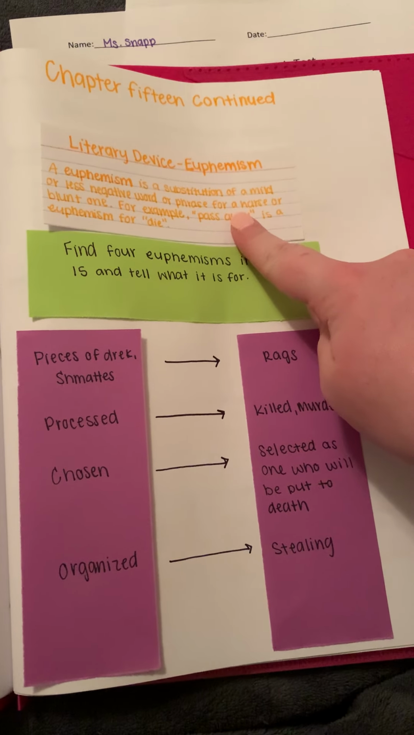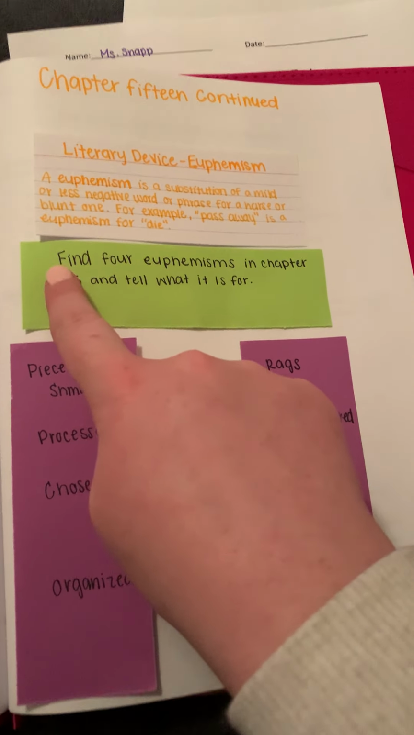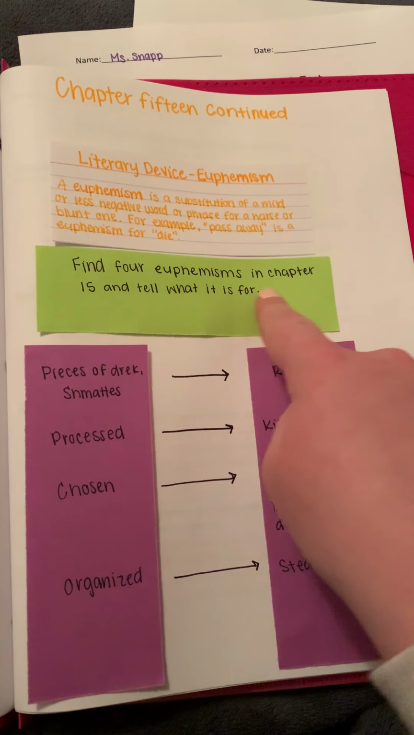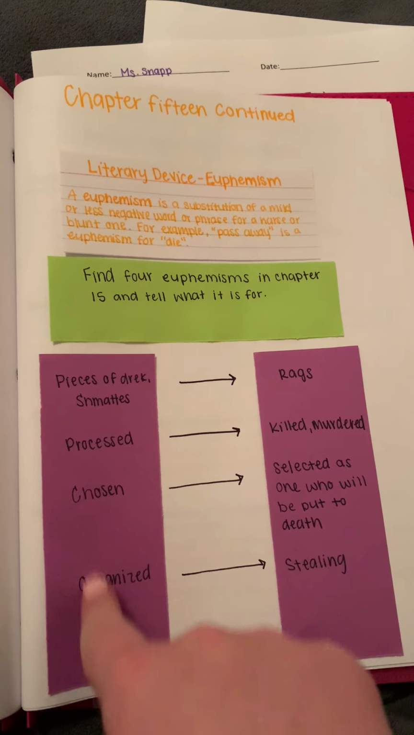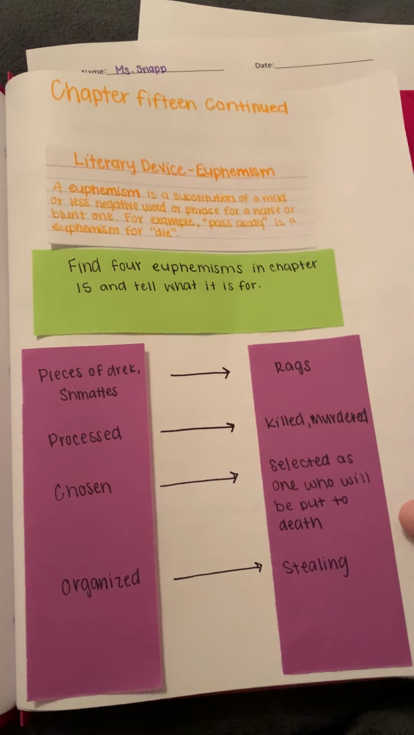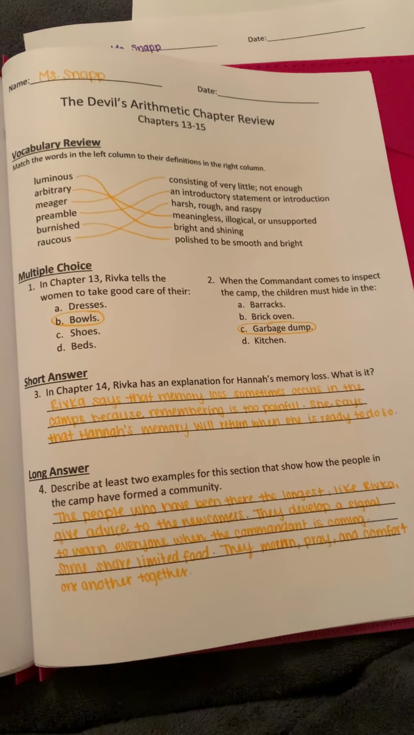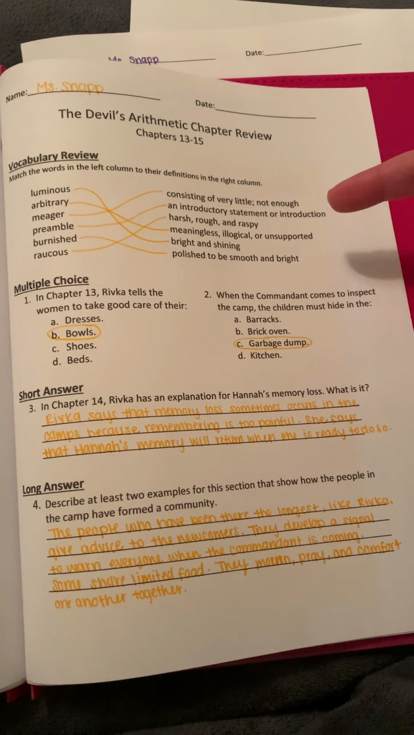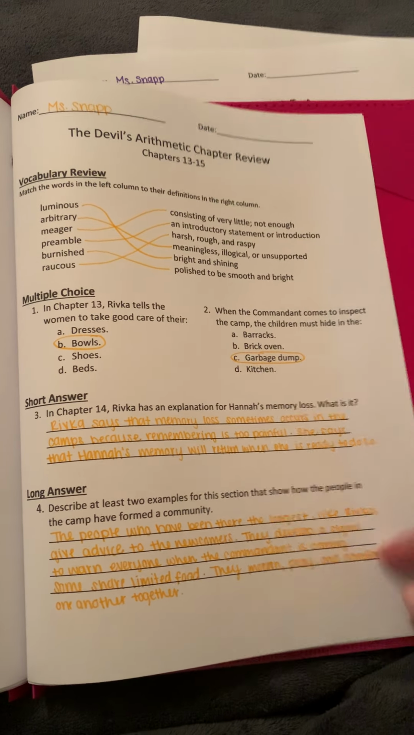Then chapter 15 continued. We have euphemisms, and just a reminder of what those are. And then it's find 4 euphemisms in chapter 15 and tell what it is for. So just got the 4 and what they're for. And then we have another chapter review for 13 through 15: vocab, multiple choice, short answer, long answer.